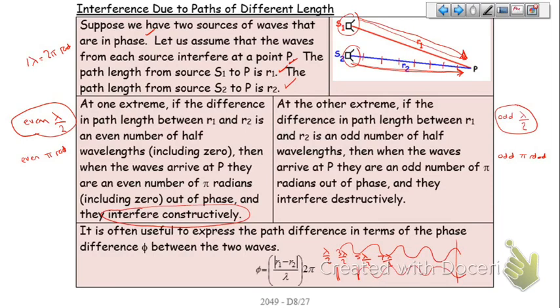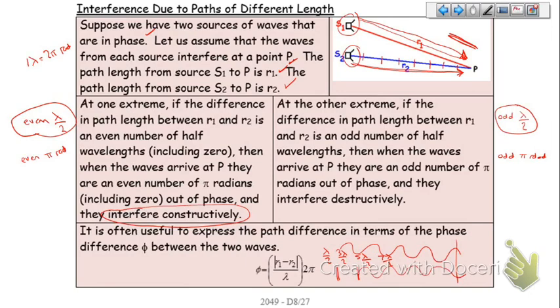So I can characterize my path difference in terms of meters. It's 3 meters different. I can characterize it in terms of wavelengths. Take your number of meters and divide it by the wavelength. Or I can characterize it in terms of phase angles. Take your distance, divide it by your wavelength to get the number of waves. Multiply your number of waves by 2 pi. And you can look at the answer and say, is it constructive or is it destructive? Okay.